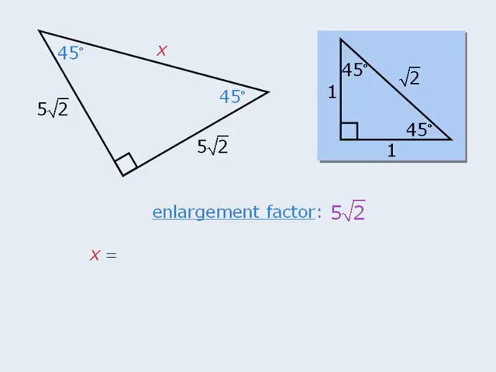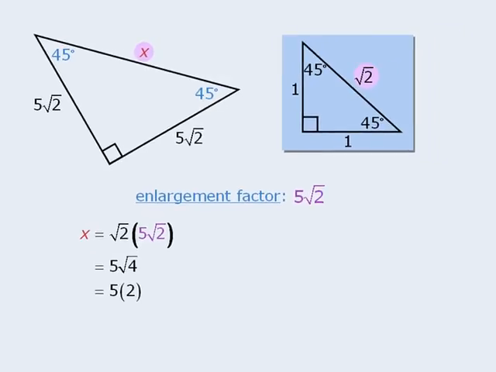Now that we know our triangle is 5 root 2 times as large as the base triangle, we can find the value of x. Now x is the length of the hypotenuse here, and on our base triangle, the hypotenuse has length root 2. So x will equal root 2 times the enlargement factor of 5 root 2. Now root 2 times 5 root 2 is equal to 5 root 4, and since root 4 is equal to 2, we can see that x must equal 10.